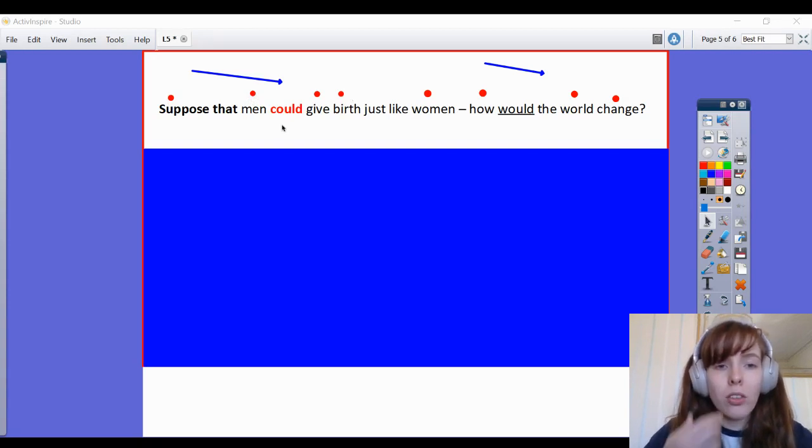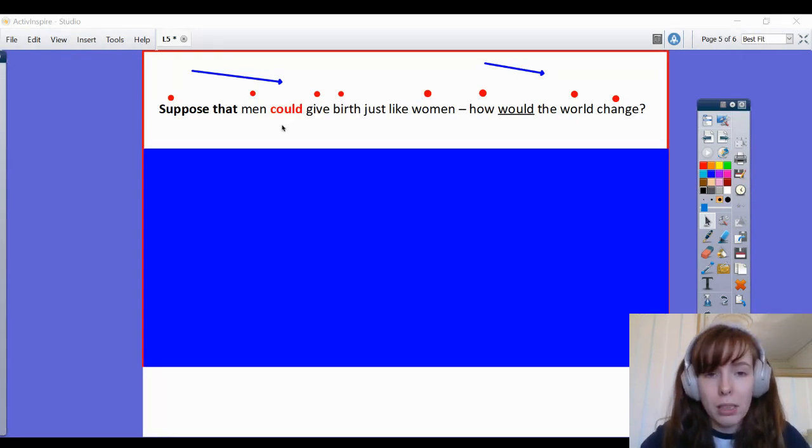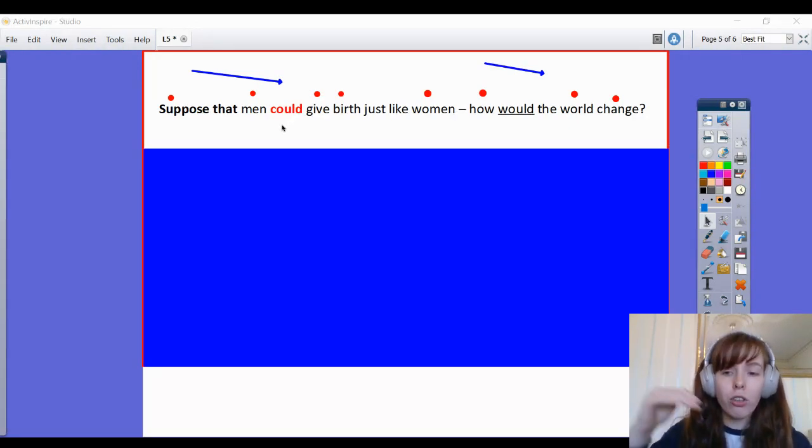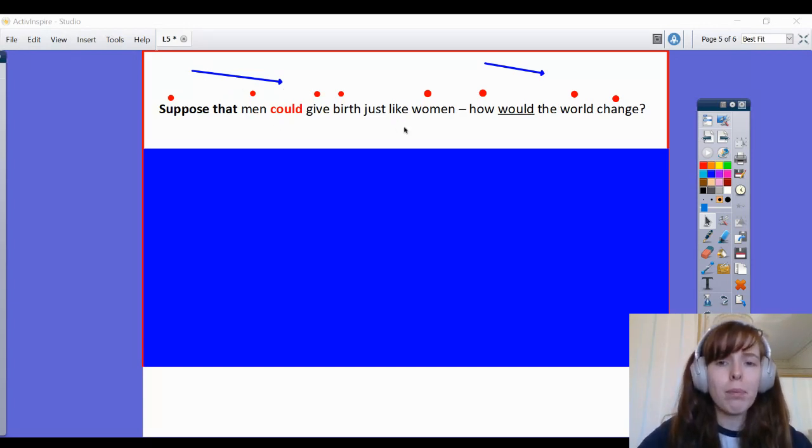Suppose that, so my emphasis is on suppose. Suppose that men could give birth just like women. Okay, so the stress is on the important words. Suppose that men could give birth just like women. And the intonation goes down, just like this arrow, okay?